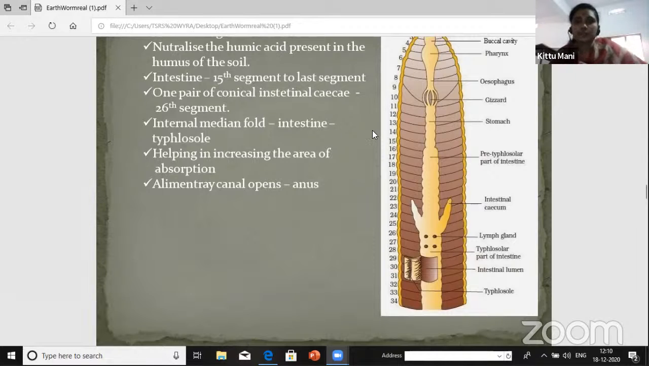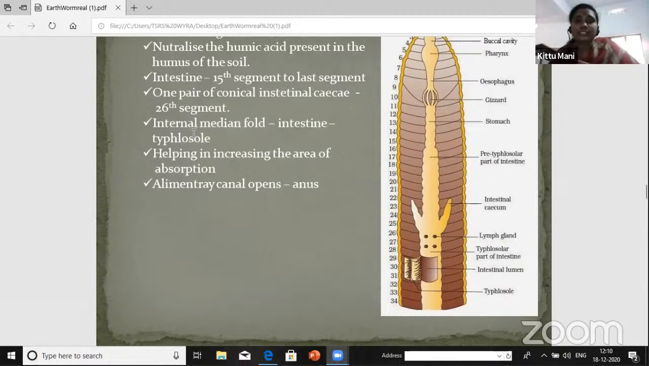The intestine continues from the 15th segment to the last segment. One pair of conical intestinal caecae, we will observe in the 26th segment. What we observe? The conical intestinal caecae.